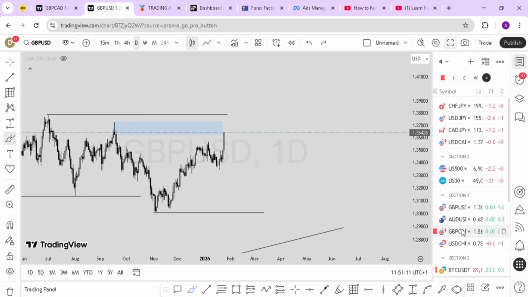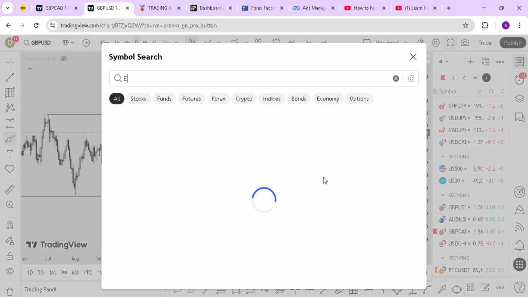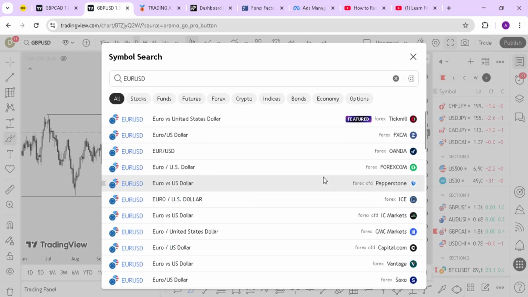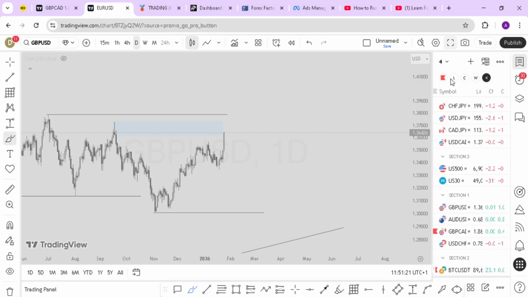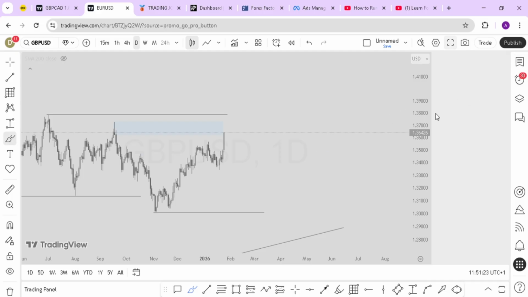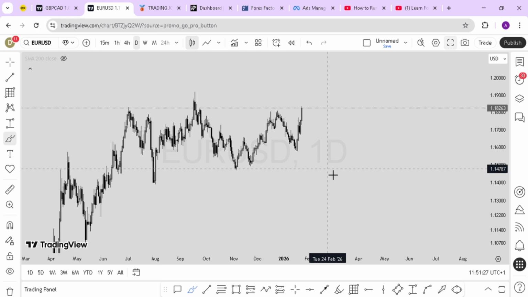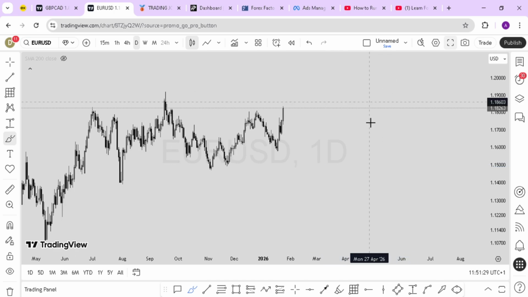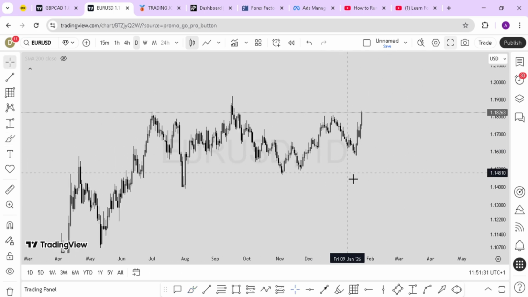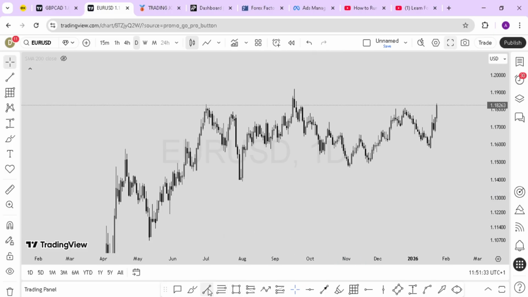Then the other one we are going to look out for, let me look at EURUSD briefly. Okay. So this is EURUSD and I did the same analysis on EURUSD. So let me just look at it briefly.